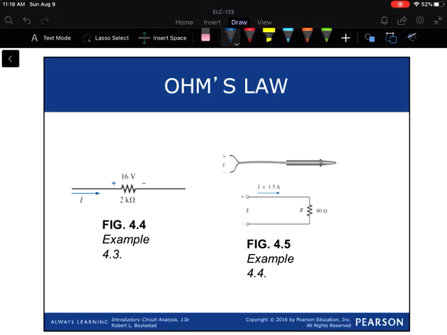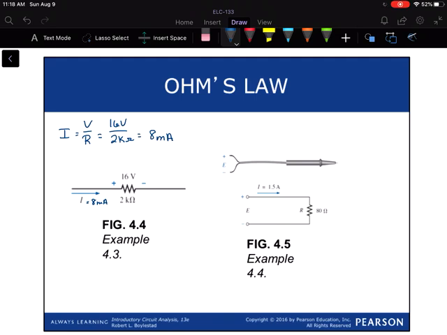Hopefully this is second nature to you now, but basically the current flowing through the resistor you see on the left would have to be whatever the voltage drop across the resistor is divided by the resistor value. So we've got 16 volts there divided by 2 kilo ohms of resistance. So we must have 8 milliamps of current through that resistor.